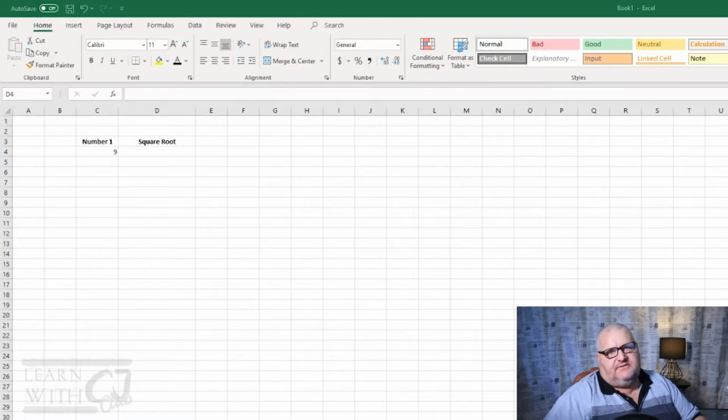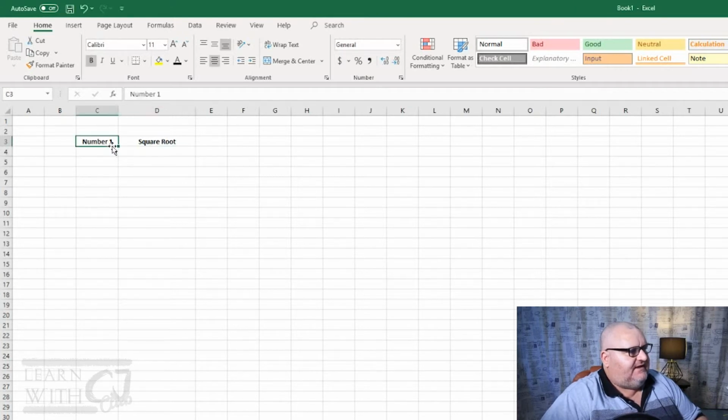Alright, so sometimes what you want to do is find the square root of a number. In the case of this number here, 9, we know that the square root would be 3. But with larger values, it may be quite difficult to find the square root of the value. And that's why we have the square root function.